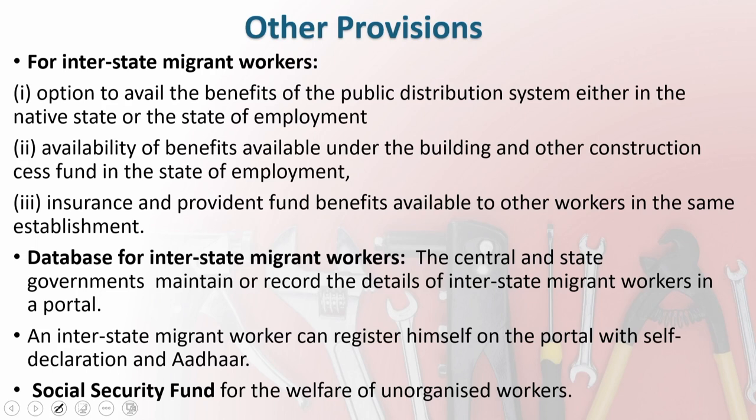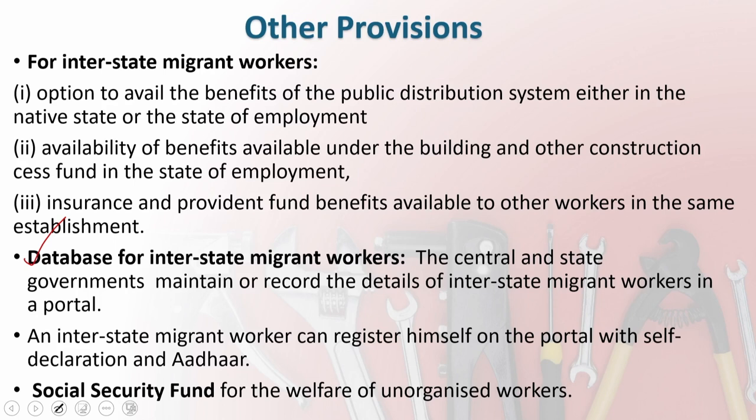When you look at the database for interstate migrant workers, the 2020 bill requires the central and the state governments to maintain or record the details of interstate migrant workers in a portal. So an interstate migrant worker can register himself on the portal on the basis of a self-declaration and Aadhaar. This is one of the clear progress that the authorities have made, the database for interstate migrant workers. We also see the initiation of a social security fund. The 2020 bill provides for establishment of a social security fund for the welfare of unorganized workers. The amount collected from certain penalties under the code, including the amount collected through compounding, will be credited to that particular fund. The government may prescribe other sources as well for transferring money to the fund.